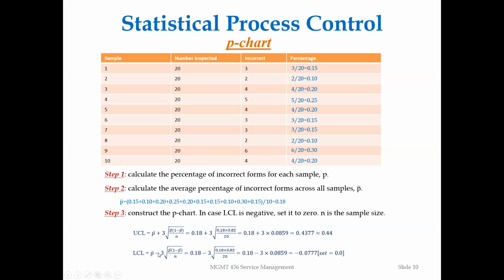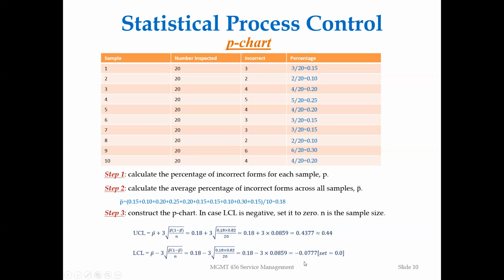So p-bar plus minus 3 square root, and inside the square root, we have p-bar times (1 minus p-bar), and then we divide by n. N is sample size. For this particular example, we know sample size is 20. So with the given formula, we plug in all the numbers. P bar is 0.18, and 1 minus P bar is 0.82, sample size 20, and 3 and 3.